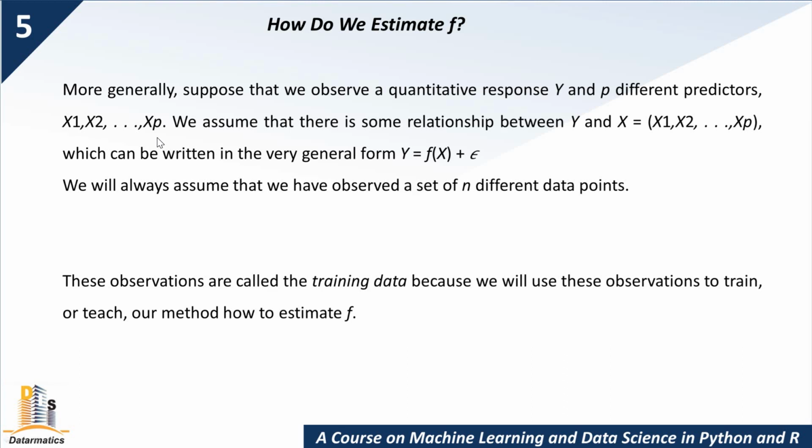More generally, suppose we observe a quantitative response y and p different predictors. In this case, p is equal to 3. We assume that there is some relationship between y and X. X is equal to x1, x2 to xp, which can be written in the form y is equal to f(X) plus e. So we'll always assume that we have observed a set of n data points, and these observations are called training data because we will use this observation to train or teach our model how to estimate f.